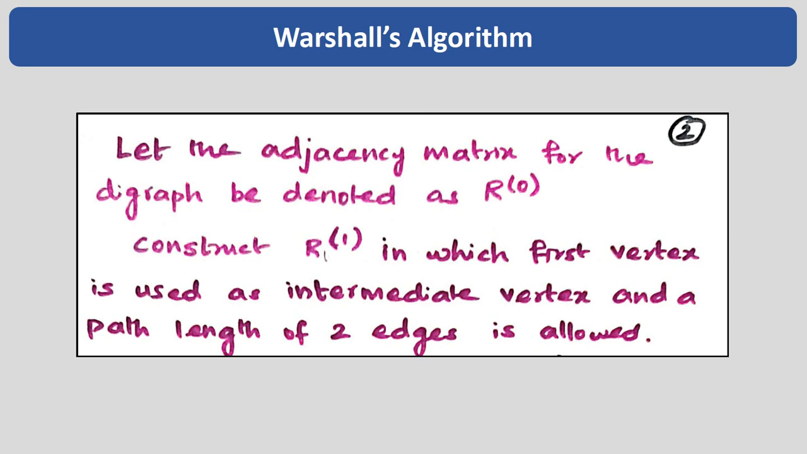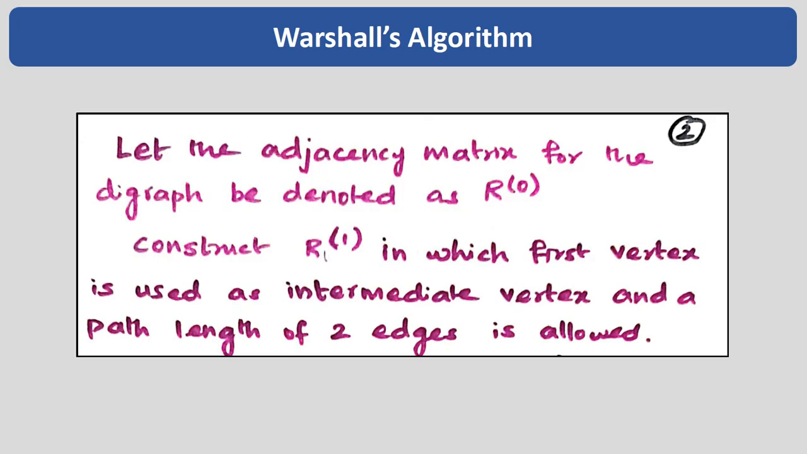So the matrix which we have constructed now, or the matrix which is given already, whatever may be, it is termed as what? Adjacency matrix. Okay. And initially the matrix is named R0. First we are going to construct one by one, that is R1. When we are constructing R1, that is for the first vertex, there will be an intermediate vertex. Okay, that means for example, if I am connecting A to B to C, B is acting as what? Intermediate.